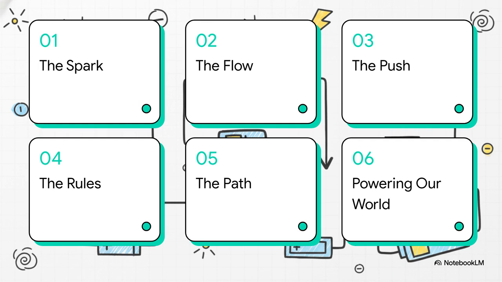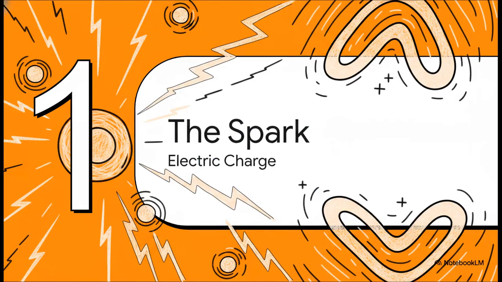To figure that out, we've got a great roadmap today. We're going to start with the spark, or charge. Then we'll look at the flow, which is current, followed by the push, or voltage. After that, we'll cover the rules with Ohm's law, trace the path of circuits, and finally, look at how all of this scales up to power our entire world. All right, let's jump right into section 1, the spark, exploring electric charge.